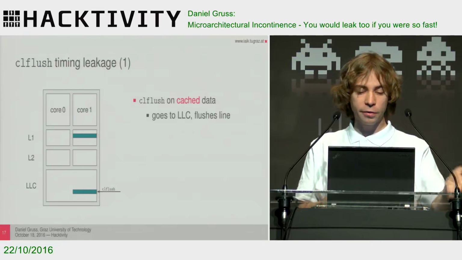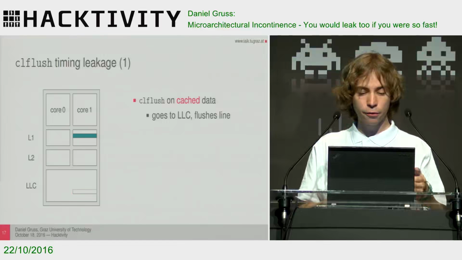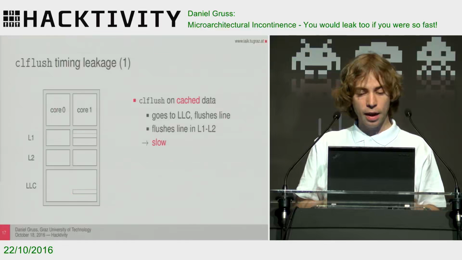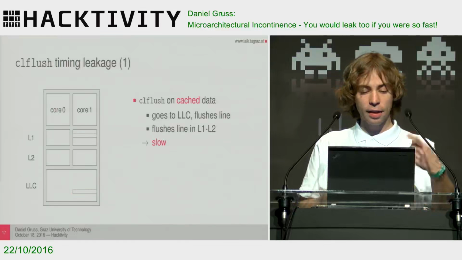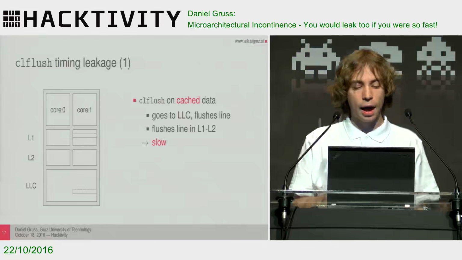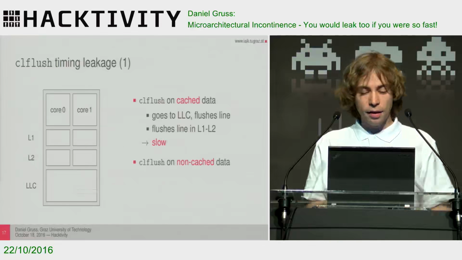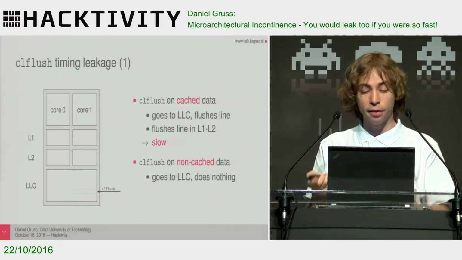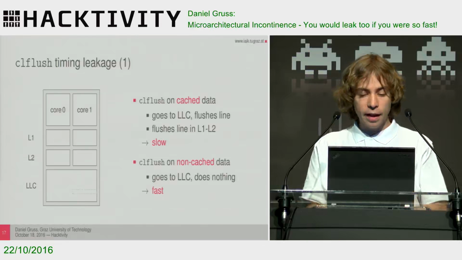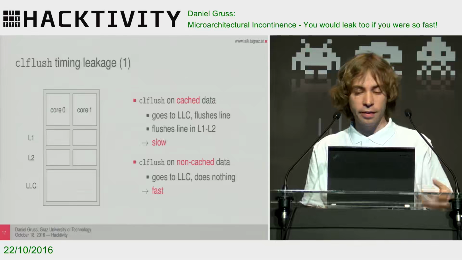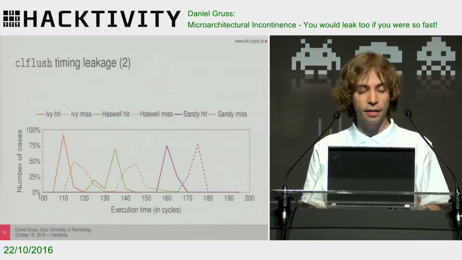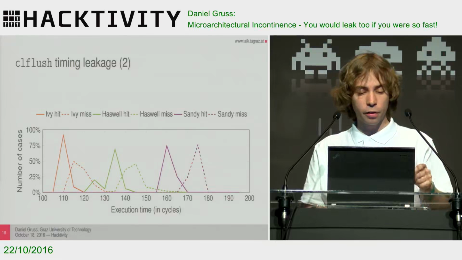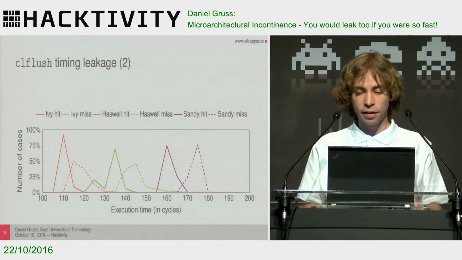property. We flush something from the last level cache, it's removed from the local core. This will be slow because it has to be removed from the local level 1 cache, and otherwise it would be fast if we just flush it from the last level cache and nothing is there. So the CLFLUSH instruction also has some other timing leakage. This is hit and miss on different platforms, but we will also see later that it has a second timing leakage.